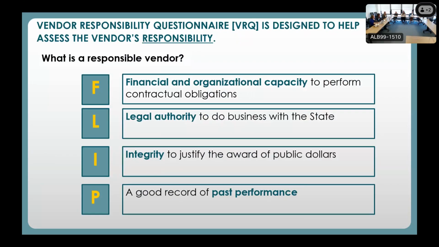The vendor responsibility questionnaire is designed to help assess the vendor's responsibility, and you may wonder what a responsible vendor looks like. New York State uses the acronym FLIP. So we want to know, do you have the financial and organizational capacity to perform contractual obligations? Is there any information that calls your financial viability into question? A recent bankruptcy or a high dollar amount settlement? We're also going to look to see if you have the legal authority to do business with the state. Do you have required licenses that are needed? Have you been debarred? Under integrity, we're going to look to see that you have integrity to justify the award of those public dollars. So we will look to see, have you been suspended or debarred from a government contract before? And then we're also going to look at your record of past performance. Have you met contractual obligations in the past or not?